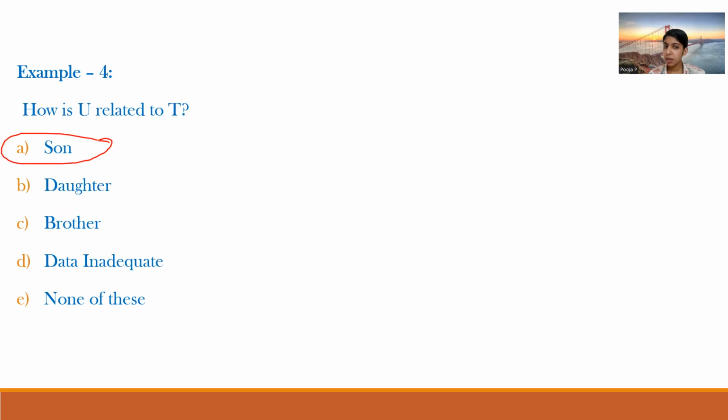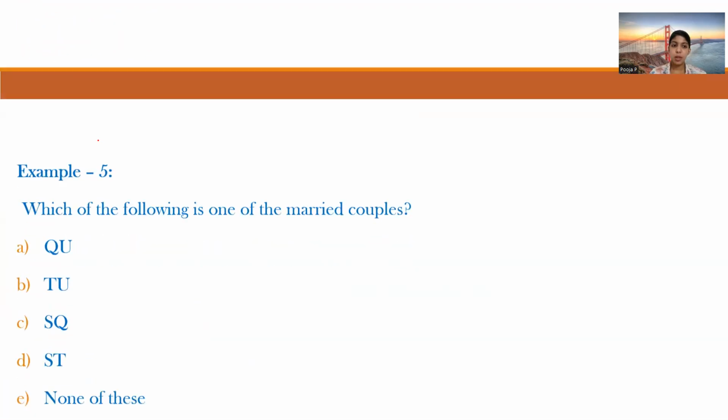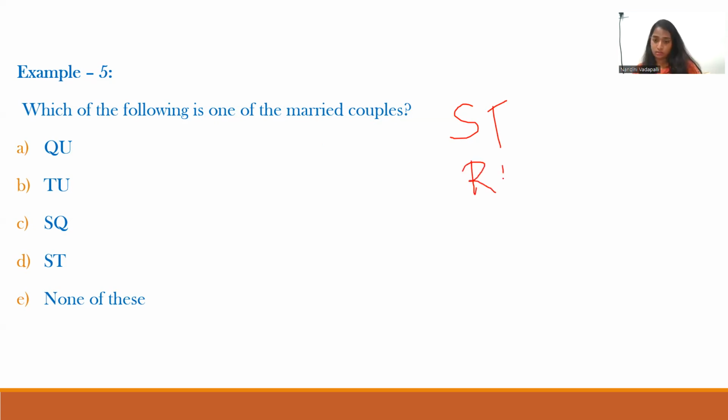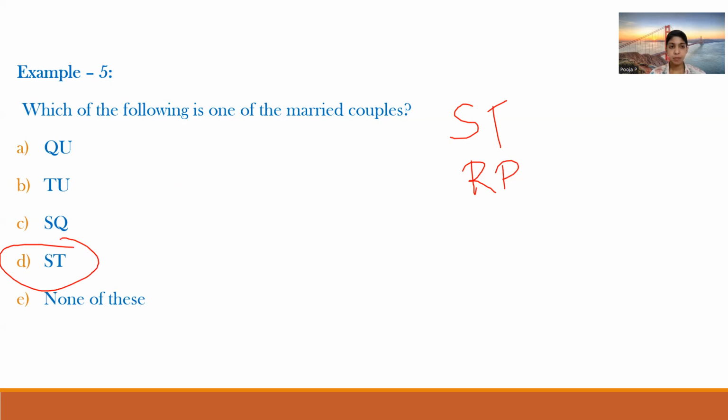Kusum, you still have doubts? Okay. Anybody else in this meeting who still has doubts in this? Okay. Fine then. We'll move to the next question. Which of the following is one among the married couples? So we have two married couples. One is S and T. The other is R and P. Correct. So it is very evident that it is S and T.